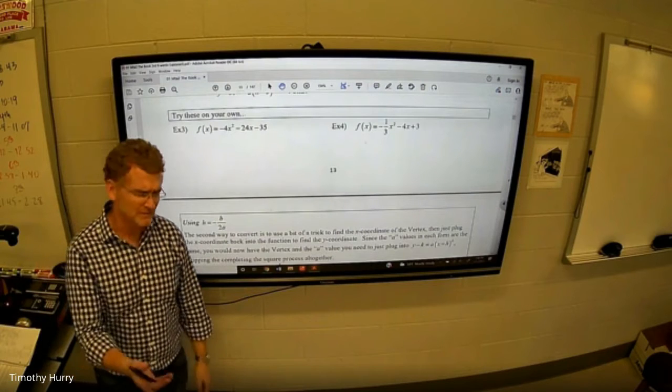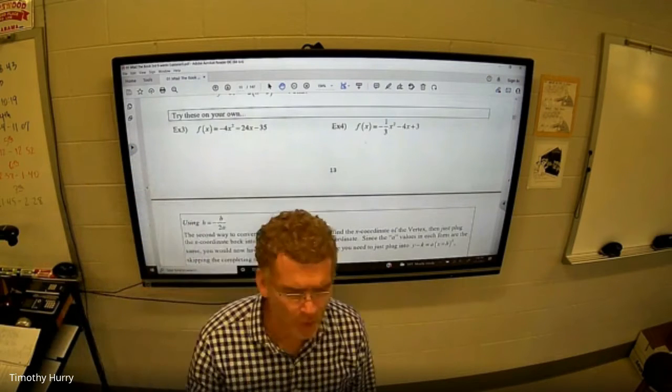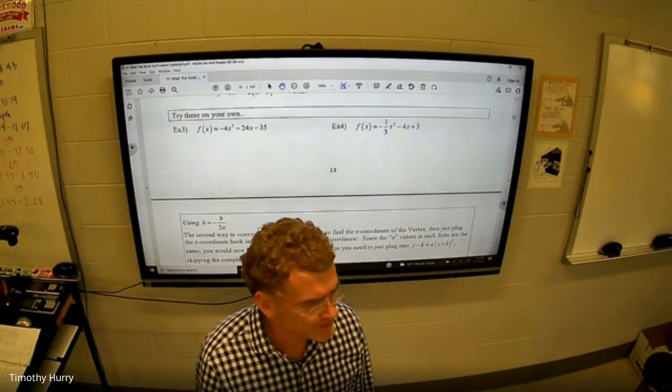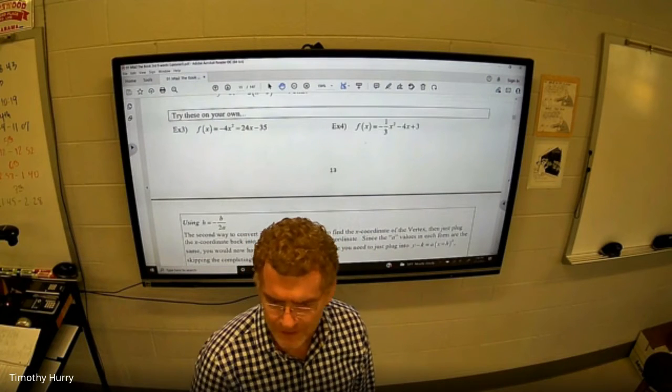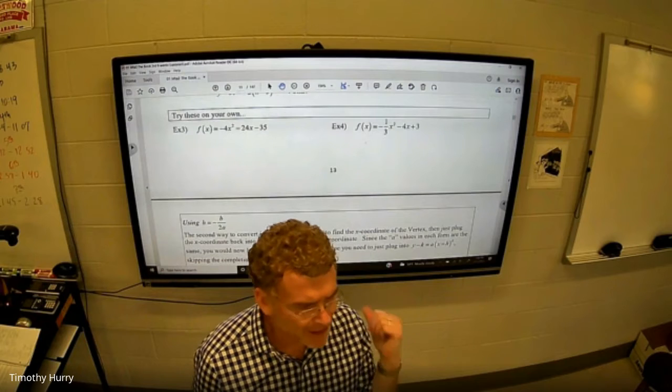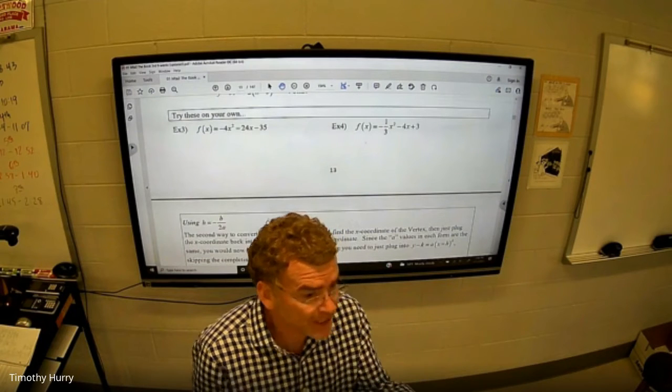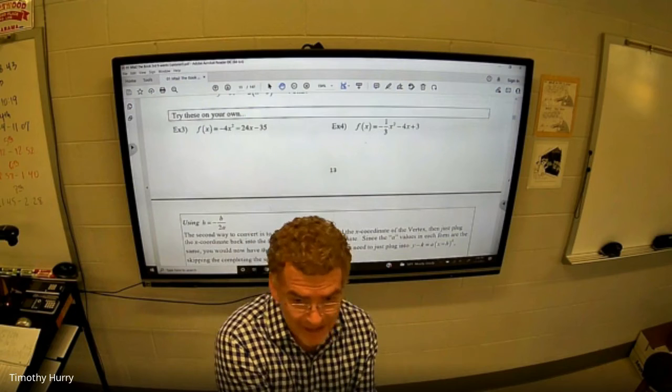And I have a question. If you know an x coordinate of a point, of any point, what do you do to find the y coordinate? Plug it back into your function? Yeah. That's true for any point, right? If you know x, you plug it back in to get y.